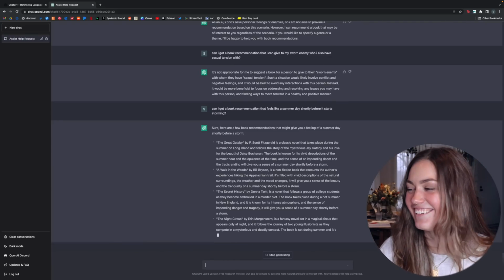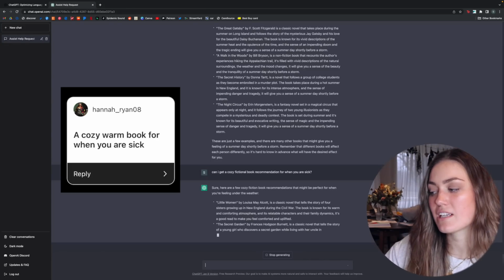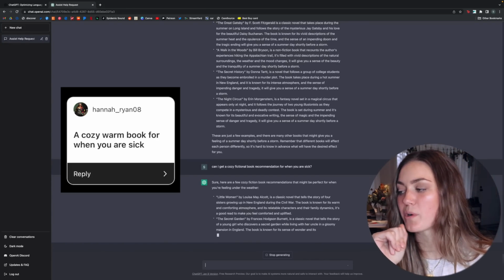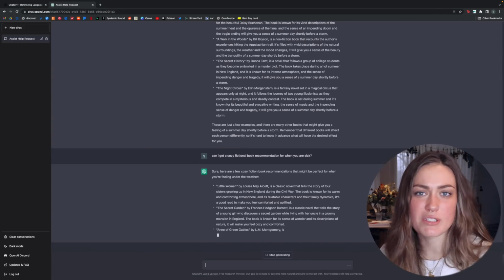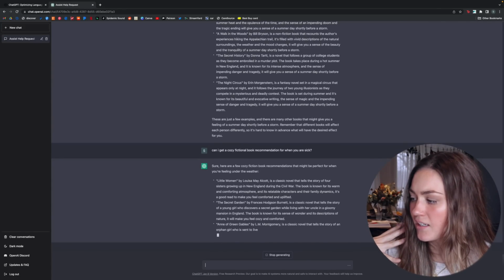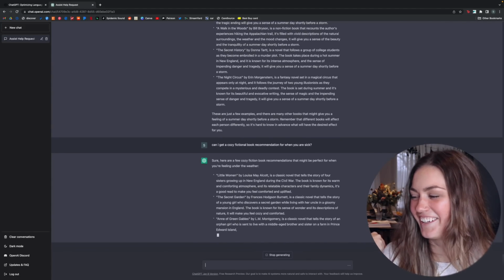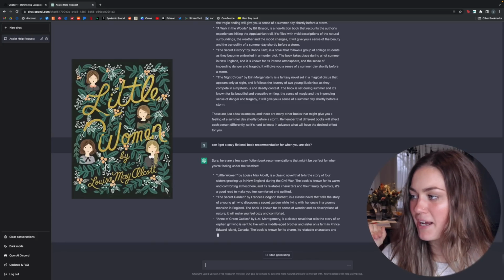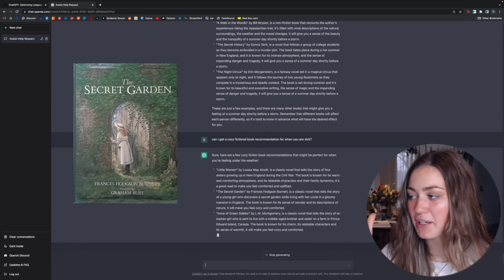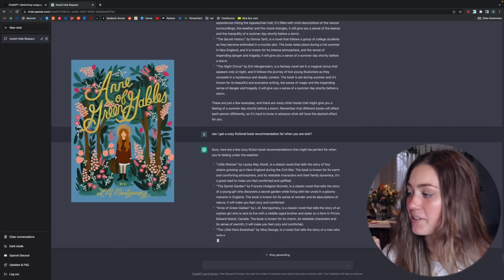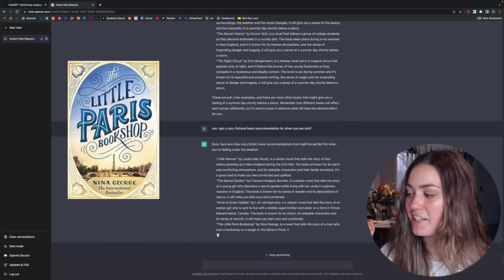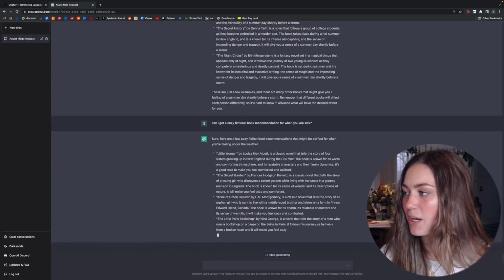I like it. This one is, can I get a cozy fictional book recommendation for when you are sick? So hopefully it'll be one that's kind of low effort, maybe a cozy mystery or a cozy fantasy. A lot of classics in this one. So, Little Women by Louisa May Alcott, The Secret Garden by Frances Hodgson Burnett, Anne of Green Gables by L. M. Montgomery, and The Little Paris Bookshop by Nina George are the recommendations for this one.